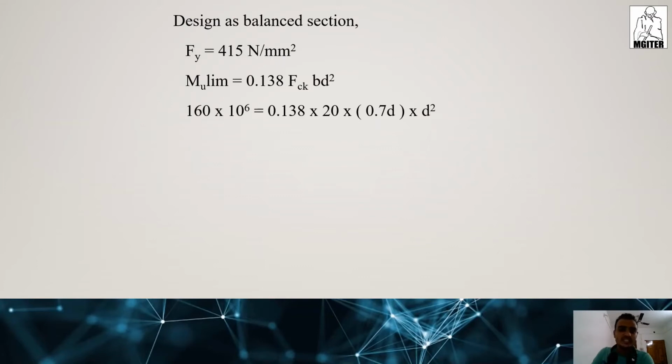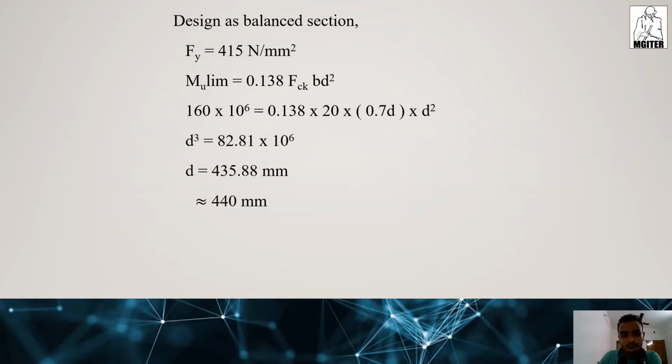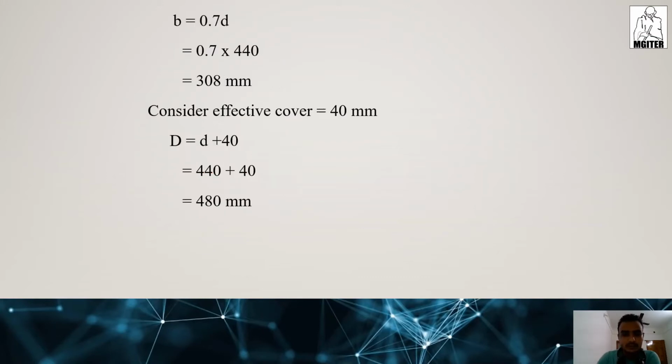Providing the values, Mu limit is 160, 0.138 fck 20, b is 0.70 d, into d square. So d cube. We found d here as 435.88 mm. So we assume 440 mm effective depth. So we have the condition here, b is equal to 0.70 d. By this equation we can find the width, 308 mm. Consider effective cover 40 mm. So d plus 40, 480 mm.